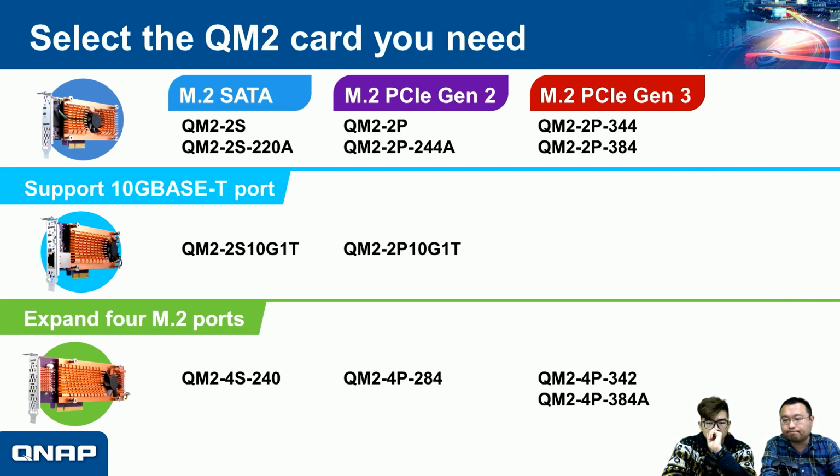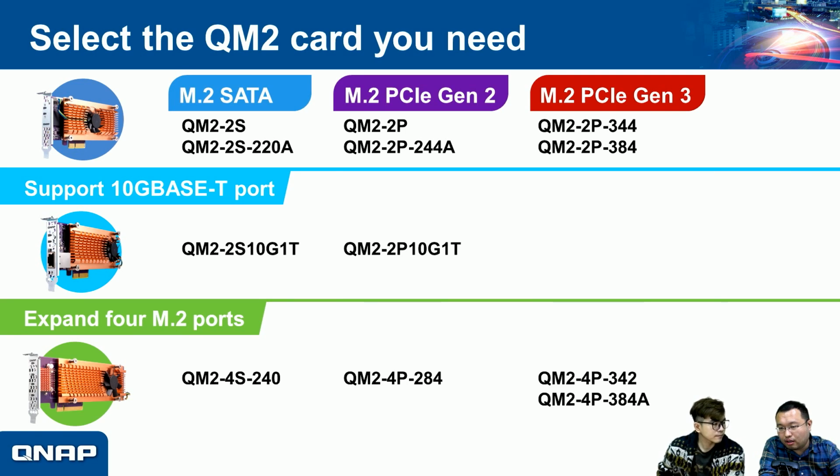Okay, so right here, I have one question. For the middle one, the QM2-2S and 2P 10G 1T, the 10G means that we support 10 gigabit on the port, right? Yes, the 10GBASE-T port with RJ45 connector. But for the expanded 4 M.2 ports, like we have QM2-4S, 4P, and all the other versions, for now it does not support the 10GBASE-T, right?